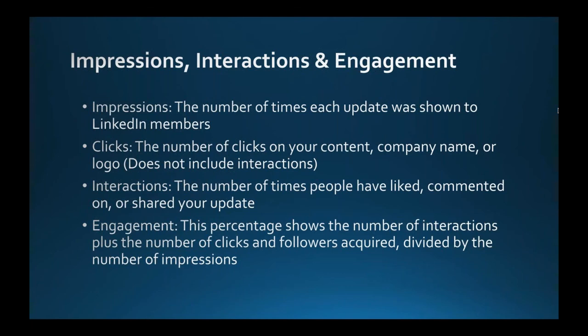Your clicks are the number of people who click on your content, your company name, or your logo. This does not include interactions with your posts. Your interactions, however, are the number of times people have liked your post, how many comments have been left, and how many times it's been shared. And then your engagement is a percentage, and this percentage shows the number of interactions plus the number of clicks and followers acquired divided by the number of impressions. So this is basically a number that shows you the percentage of people who have engaged with your content in some way based on how many people it's been shown to.